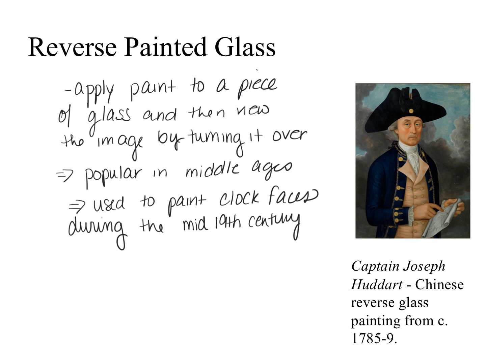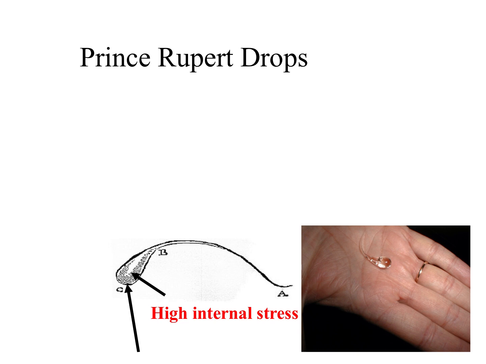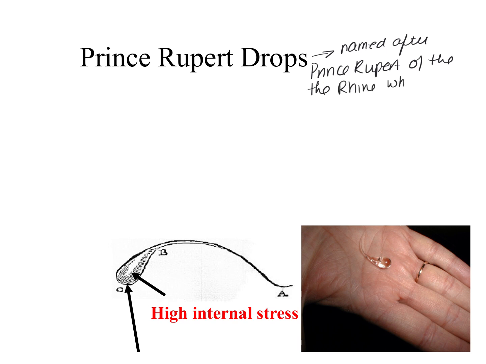The last thing that we are going to talk about historically with glass are Prince Rupert drops. These were named after Prince Rupert of the Rhine, who brought them to England in 1660. Okay, these are made by dropping melted glass into cold water.